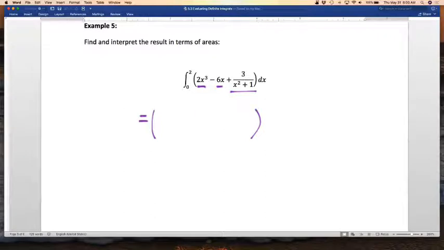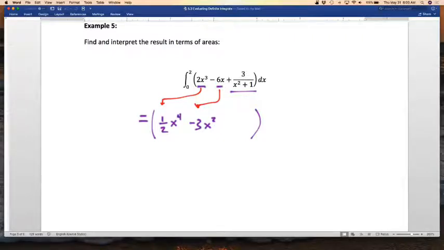So we need first the antiderivative of 2x cubed. So who can give me that? That's it, 1/2 x to the 4th. We bump that exponent up 1. We divide by the new exponent, which brings 2 down to 1/2. All right, what about negative 6x? What would that become? Negative 3x squared. Again, bumping that exponent up by 1 and then dividing by the new exponent.